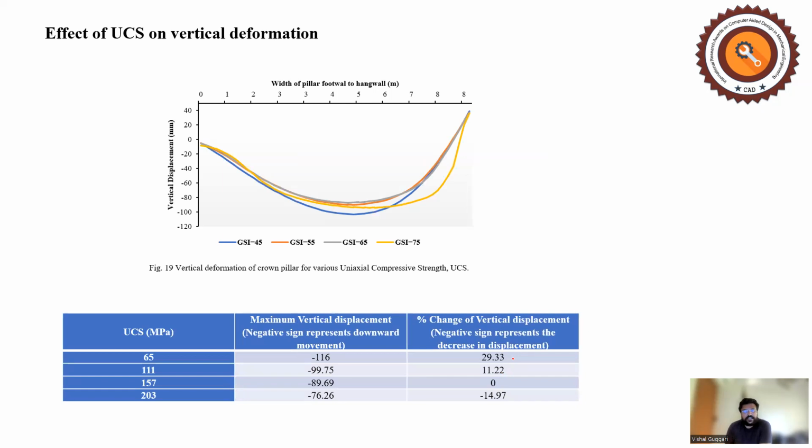In the case of UCS, UCS is directly proportional to the strength parameter of the rock mass. Hence, as you increase the UCS, it increases the load bearing capacity, and it becomes very robust when we have a higher UCS. So it resists the deformation. Here you can see as you increase the UCS, the vertical deformation is also reducing.